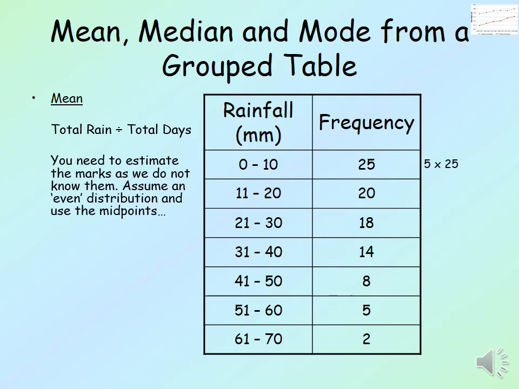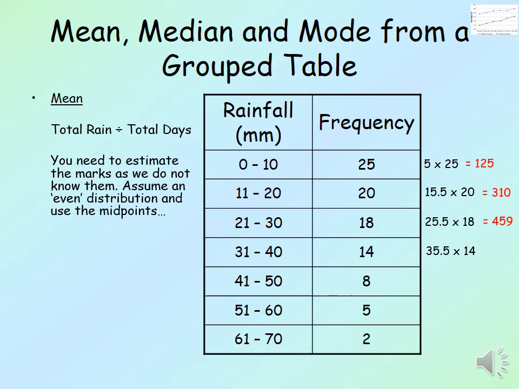Okay, so the midpoint of 0 to 10 is 5. We multiply that by 25 and we get 125. The midpoint of 11 to 20 is 15.5. We multiply that by 20 and we get 310. The midpoint of 21 to 30 is 25.5. We multiply that by 18 and we get 459.